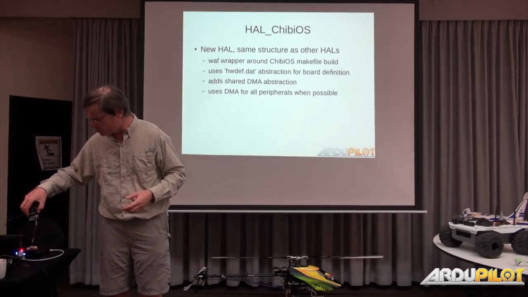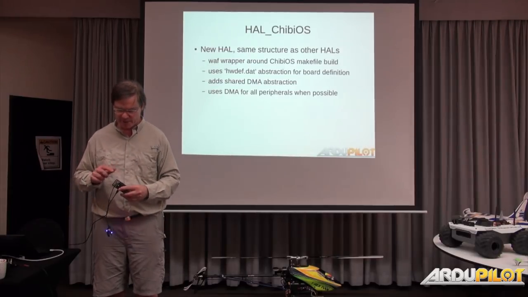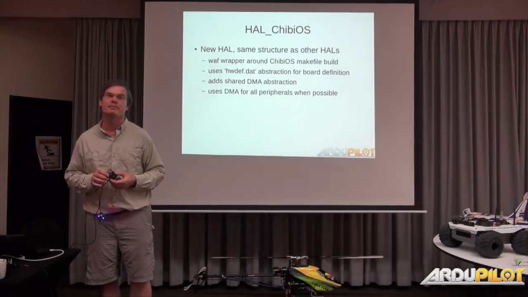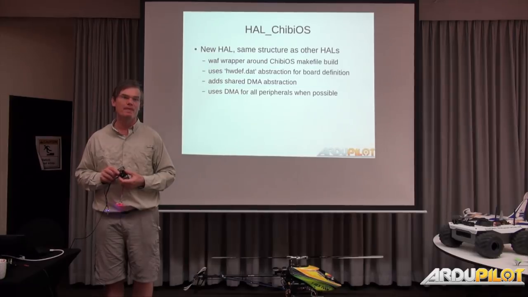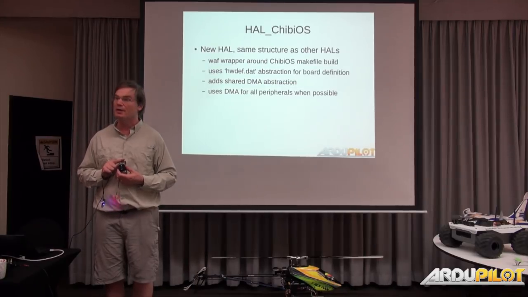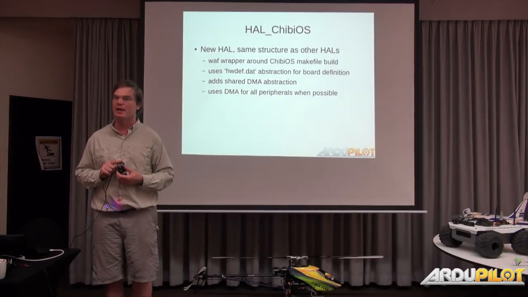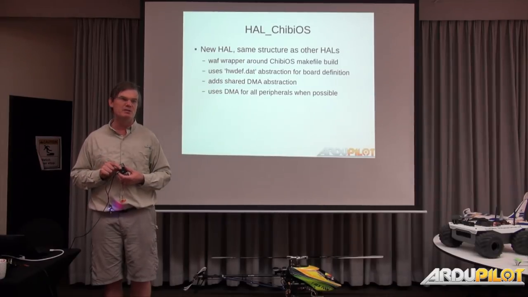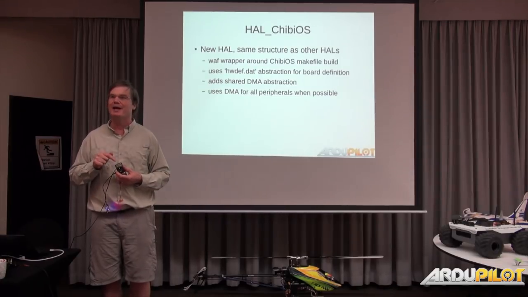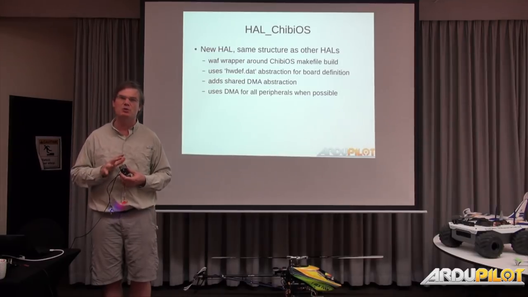Processors like this in this cube have a specialized area of RAM called CCM memory, core-coupled memory. In this particular one, it's 64 kilobytes. And when we were using HAL PX4, the CCM memory was just another lump of memory, and it was treated as ordinary memory. The only special thing we did is you can't do DMA from CCM memory, so we had to have a special case.